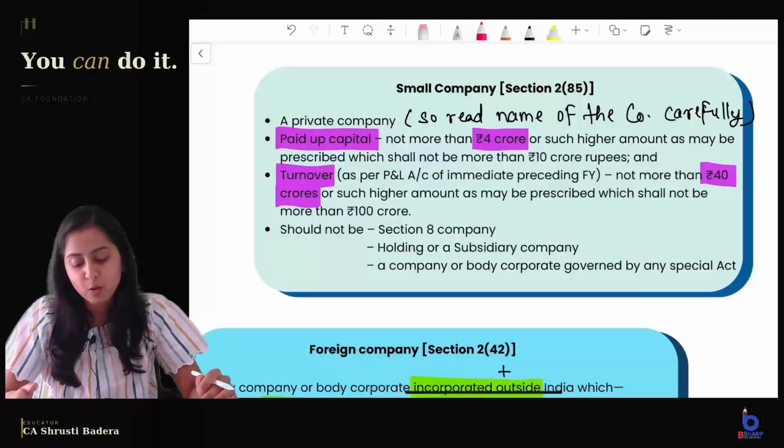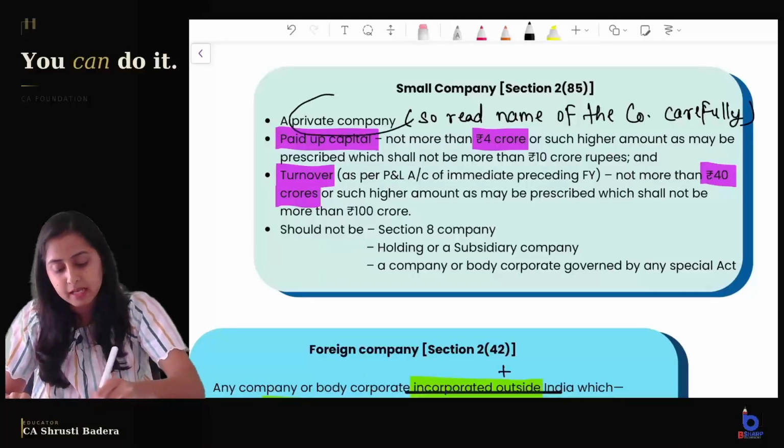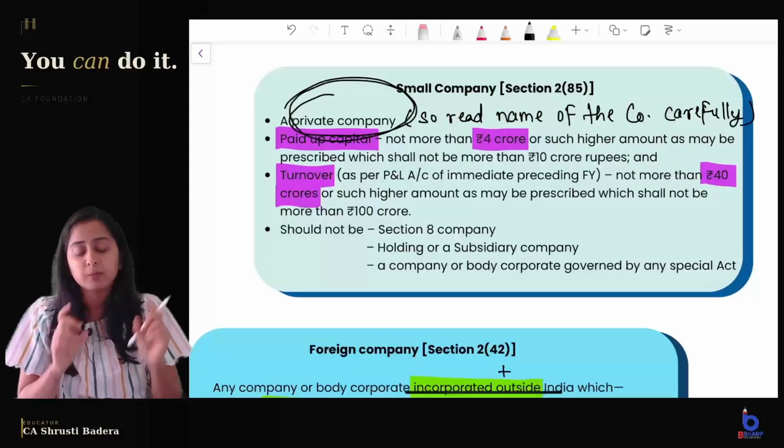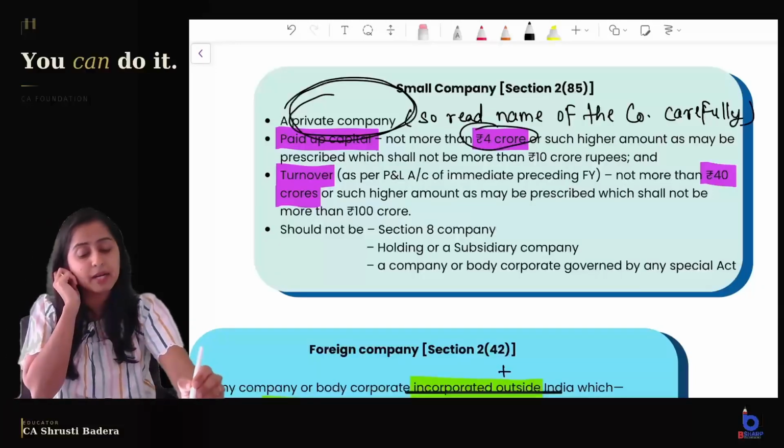Coming to the definition of small company, it is always a private company. Do remember, it is always a private company. Read the name carefully, whether it is limited or private limited, and more conditions. At least 4 crore paid up share capital.